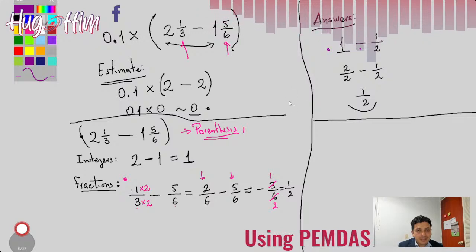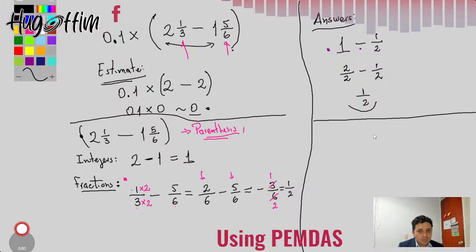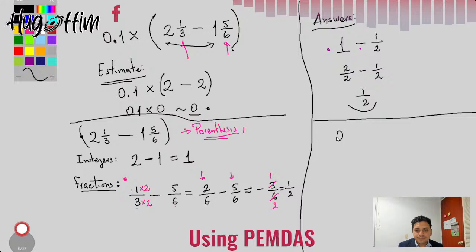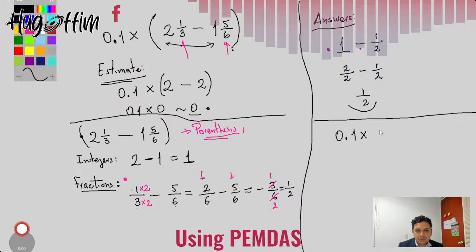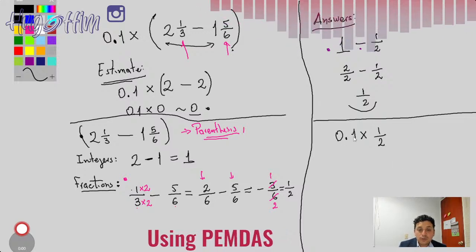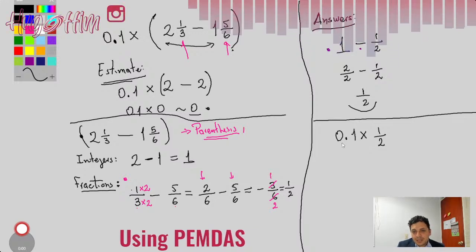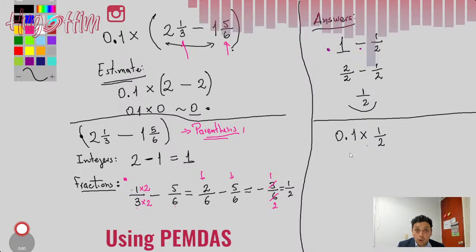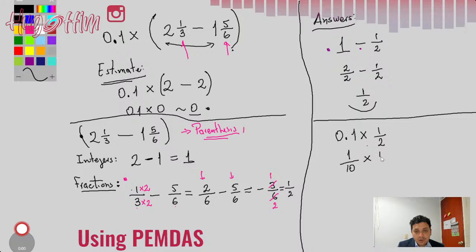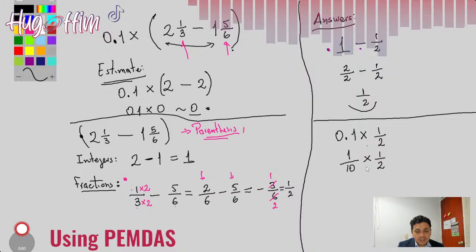So I need to multiply this parenthesis, that is 1/2, times 0.1. So 0.1 times 1/2. And to do it, I need to convert either the decimal into a fraction or the fraction into a decimal. So I'm going to convert the decimal into a fraction. 0.1 means 1 decimal place, so it's 1 over 10, over 1/2. There are no common factors between numerators and denominators.